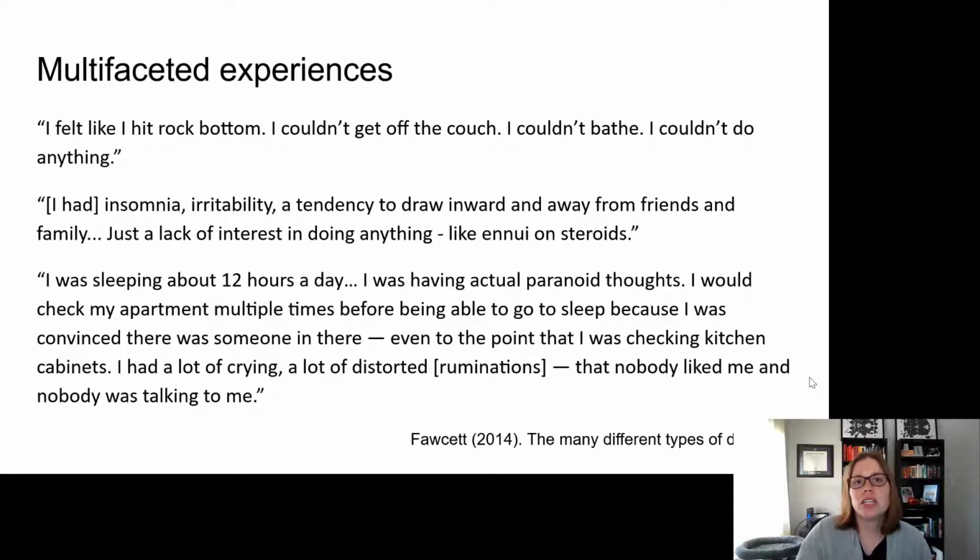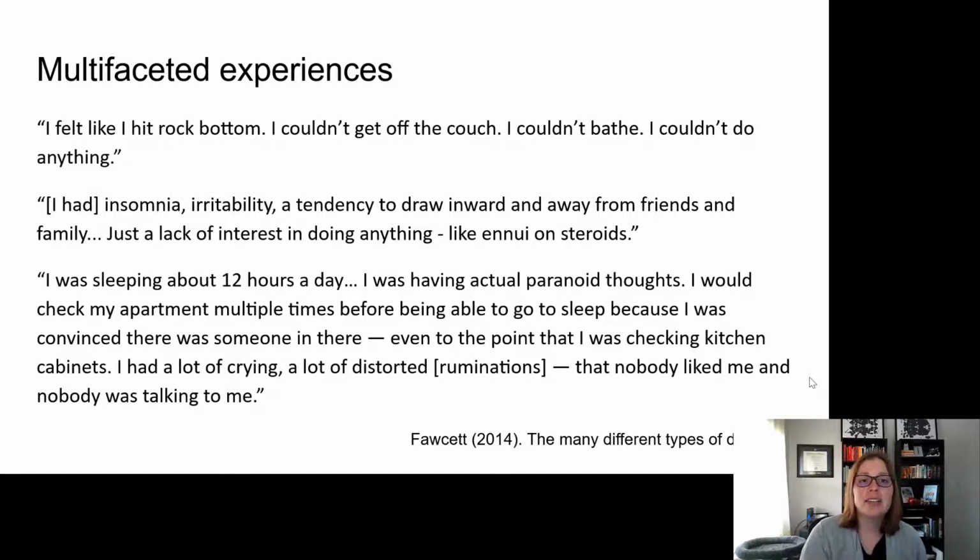So first, just thinking about the different types of experiences that people have. Here are a couple of quotes from different participants in a study. "I felt like I hit rock bottom. I couldn't get off the couch. I couldn't bathe. I couldn't do anything." So you see that there's a lack of motivation, feeling really low and down and not able to do much.